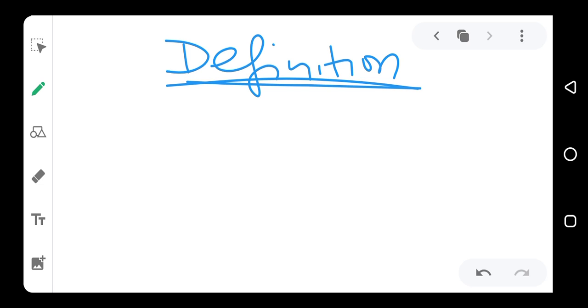Now, the unit of energy is the same as the unit of work that I gave in the previous class. And I said that the unit of work is joules. So the unit of energy is also joules.